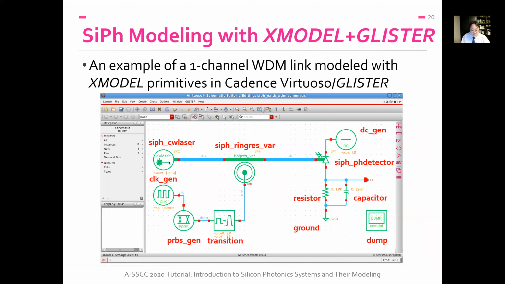Right? So you see here the primitives for the laser source, ring modulator, and photodetector. Those are the silicon photonic primitives. And on the transmitter side, you see a clock triggering a PRBS generator, which gets transitioned into an analog signal, modulating the ring modulator. And on the receive side, this photodetector will convert the incoming optical signal into a current. It's called photocurrent. And then when that current flows into a resistor and capacitor, you get a voltage output.